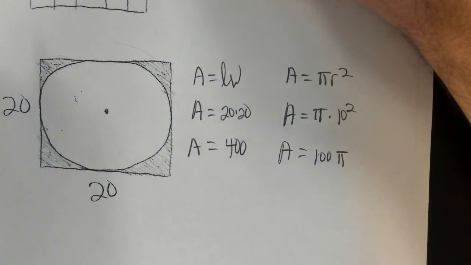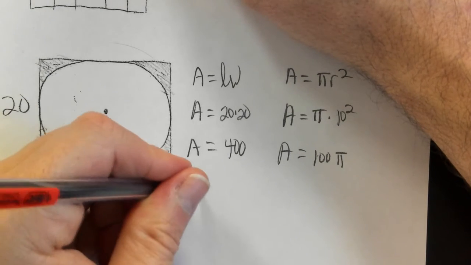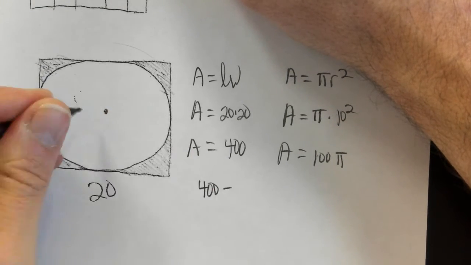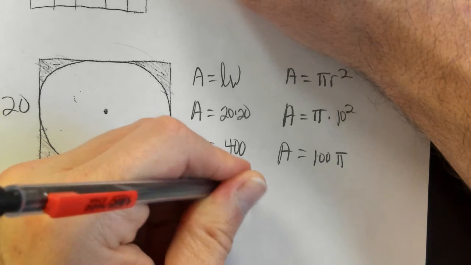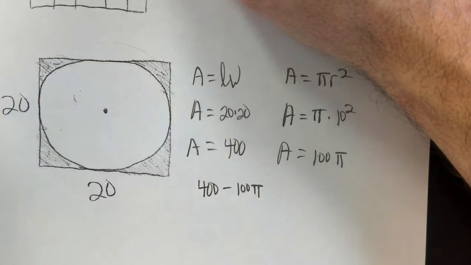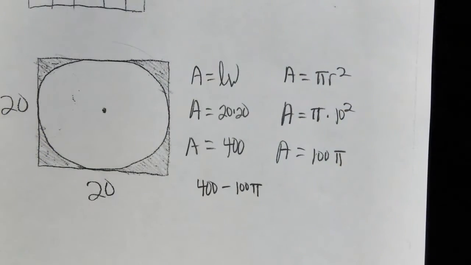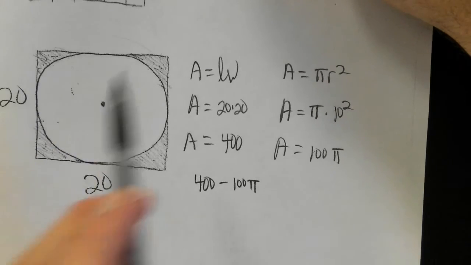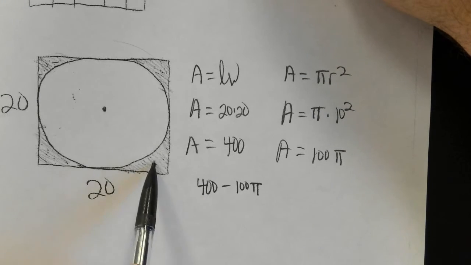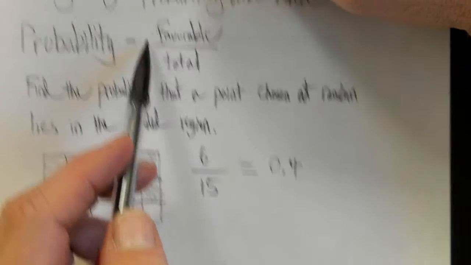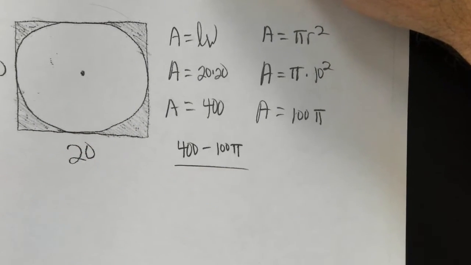So how do I find the area of the shaded region? The whole thing, 400, minus the empty space, 100 pi. Now that's the area of the shaded region. We're not done yet because it asked me for the probability. So that's the favorable amount. The area of the shaded region is the top number in my probability fraction. So I'm going to go ahead and make a fraction out of that.